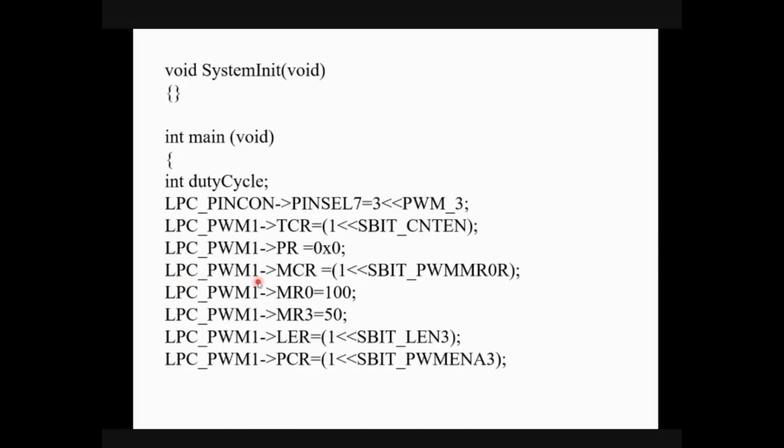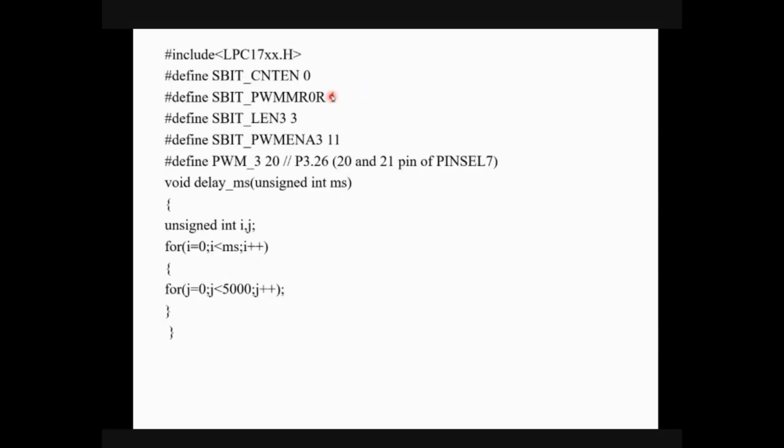LPC PWM1 MCR. This is the match control register. Here we are just resetting the MR0 whenever the match occurs. So I'm using the variable sbit underscore PWM MR0 R. R is for reset, and this complete variable will be pointing to the first bit of the MCR register.